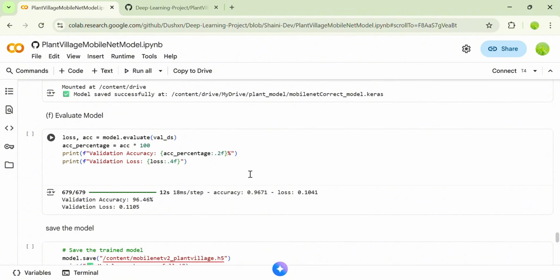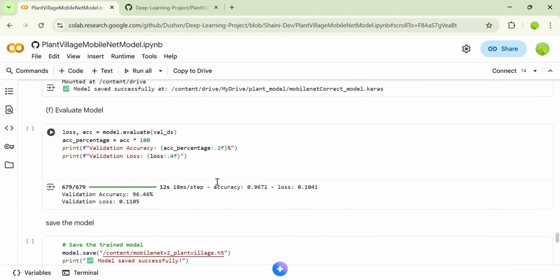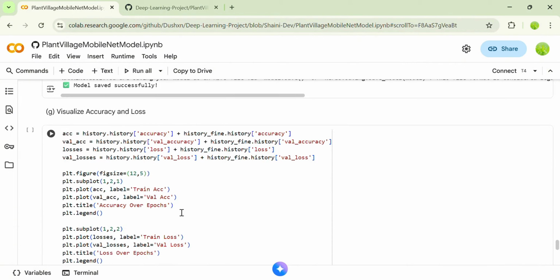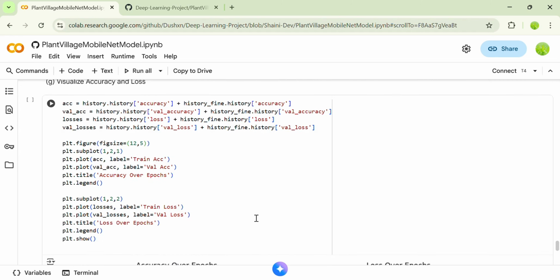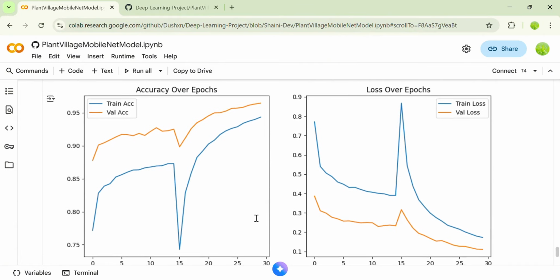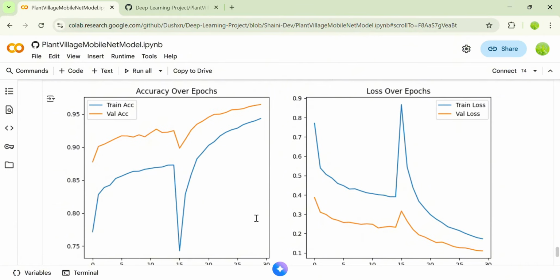Here we can see the evaluation of the model with the validation accuracy and the validation loss. Then we can see the visualization of the training results. I plot the training and validation accuracy and loss curves to check the model's learning and detect overfitting or underfitting. These are the diagrams.